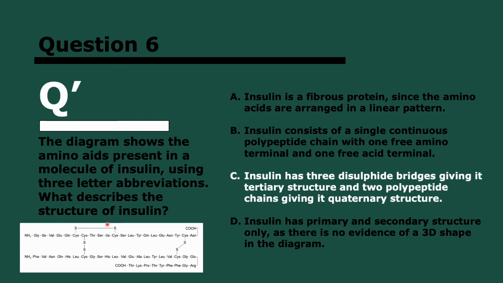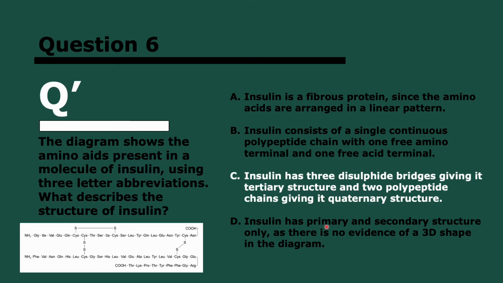And remember, when a protein has more than one polypeptide chain, it has a quaternary structure. Now, here it says insulin is a fibrous protein since the amino acids are arranged in a linear pattern. Well, it is a fibrous protein, but we can't know that from this diagram alone, right? Then B, insulin consists of a single continuous polypeptide chain. That's not true. There's two polypeptide chains.